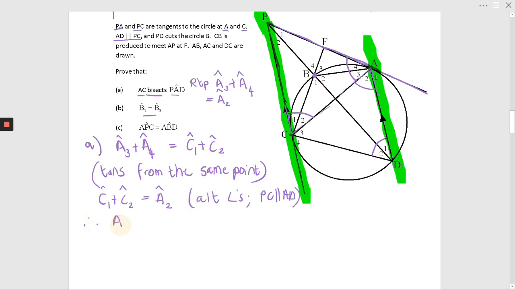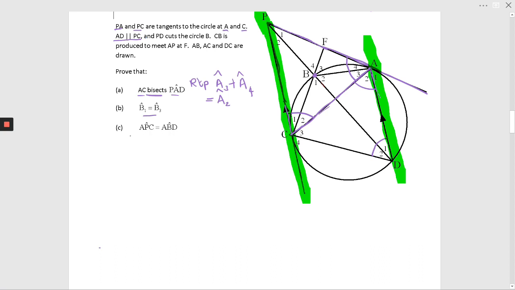Therefore, my A3 plus A4 equals A2. And therefore I've got the fact that this angle PAD is bisected by AC. So because it was AC that bisects PAD, that's how I knew it was A3 and A4 that had to equal A2, because they told me the line that's supposed to be bisected, which is that one there.